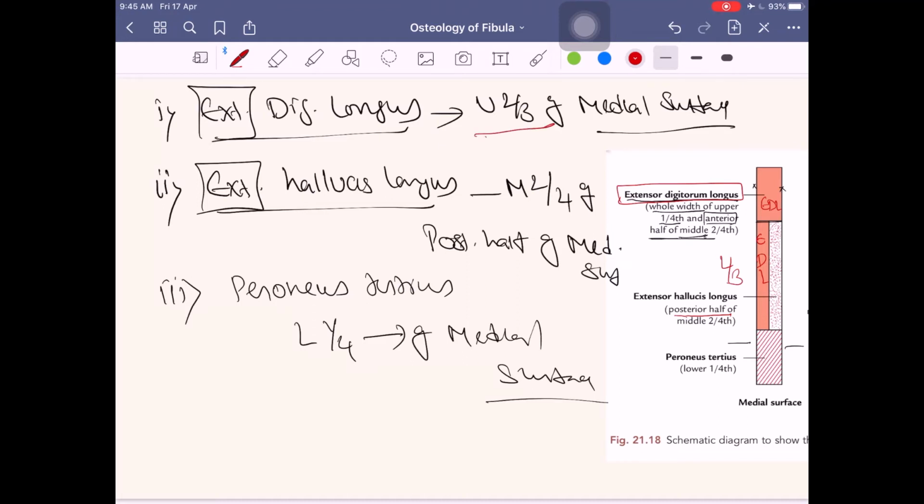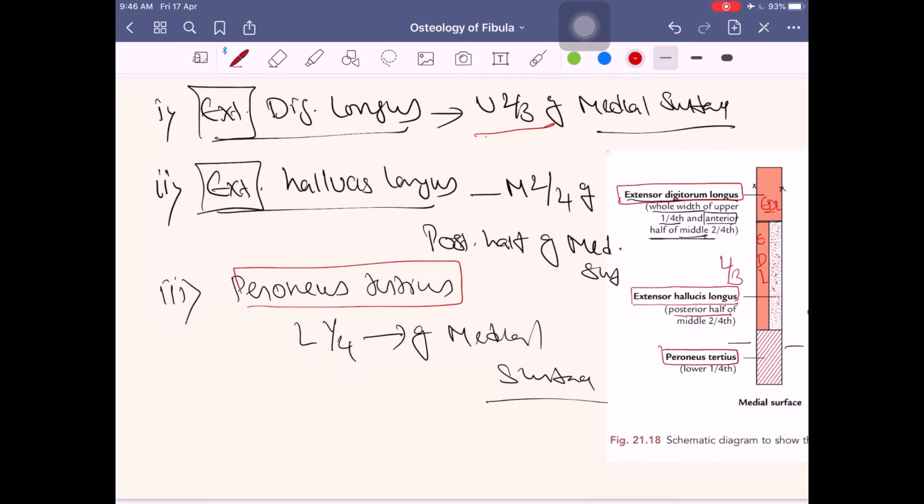Then you have another extensor. The digitorum is for all the digits of your lesser toes. Then this dotted line which is shown now is your extensor hallucis longus, for extension of the greater toe. This one takes origin from the middle 2/4, the area which is left out. Then the lower 1/4 area, bilaterally from one edge to the other edge, gives origin to a muscle called peroneus tertius. So peroneus tertius arises from the lower part of it.